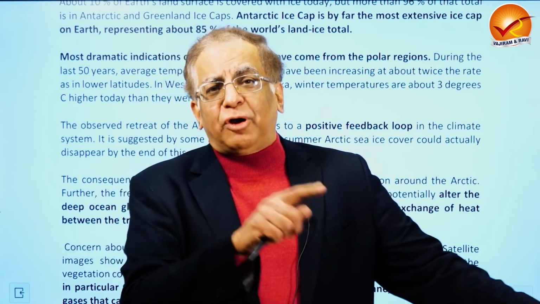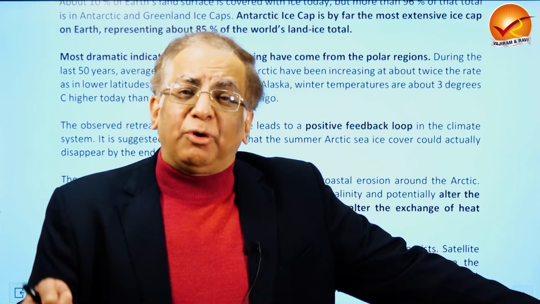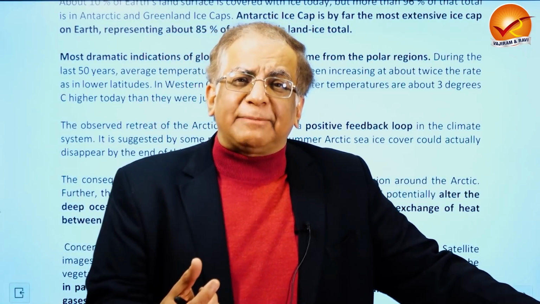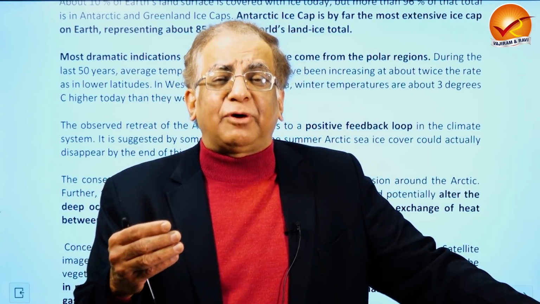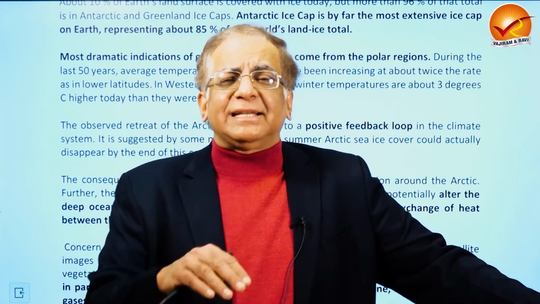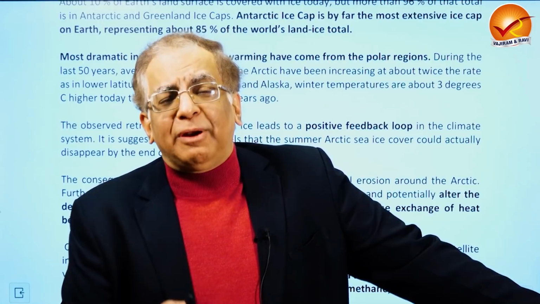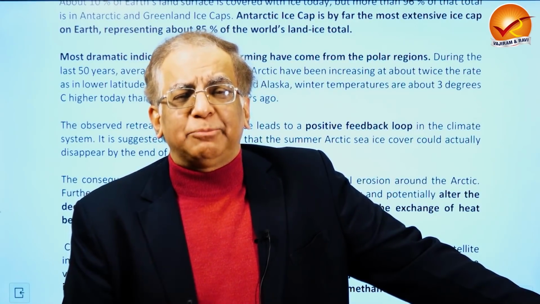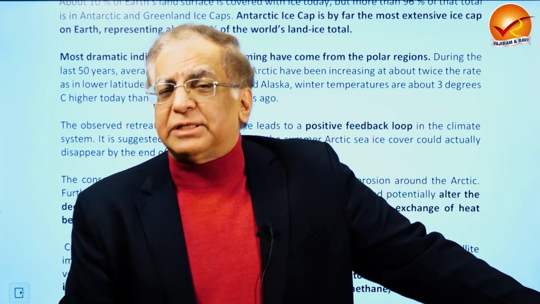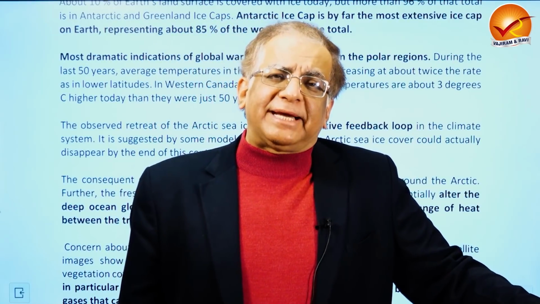That is, global warming leads to melting of snow and ice, and with more melting, more heat is absorbed by that area because there is no snow to reflect as much energy as it was doing earlier. As a result, global warming gets further amplified in this region because of the absorption of more heat in that area. So this is what is called a positive feedback mechanism.